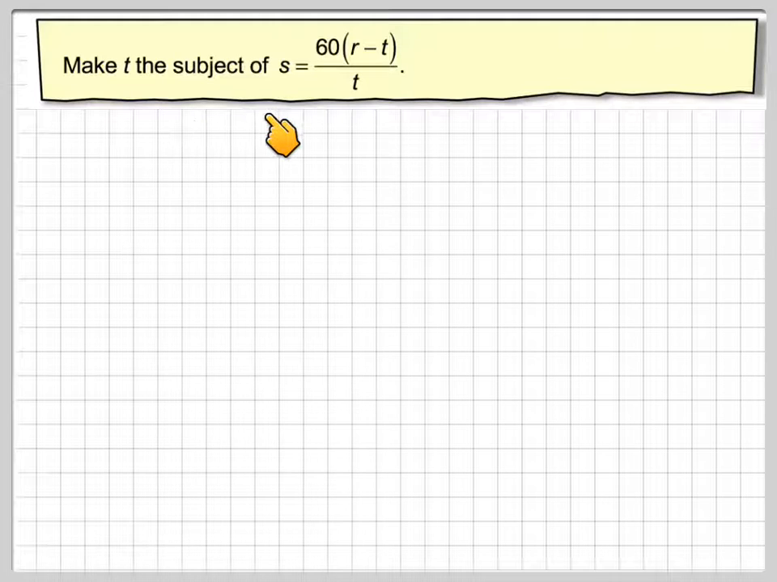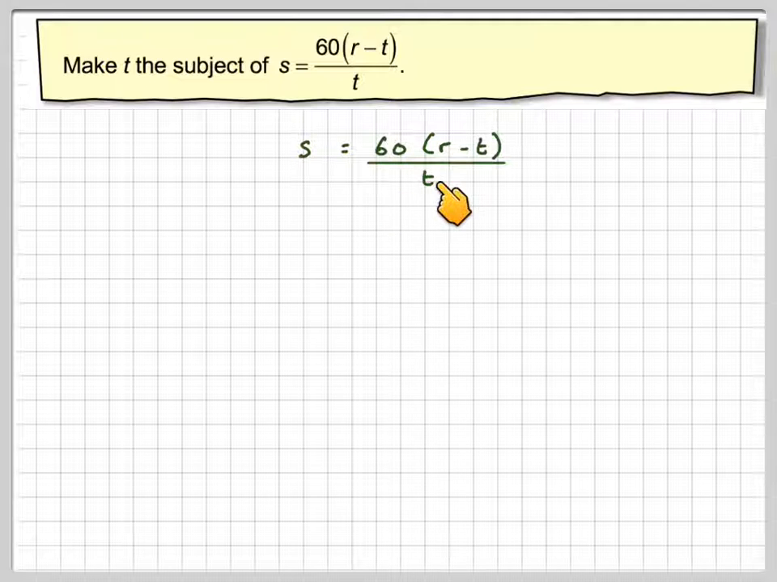Make t the subject of s is equal to 60 brackets r minus t over t. The problem is in here that t occurs twice. So we've got s is equal to 60(r minus t) over t.